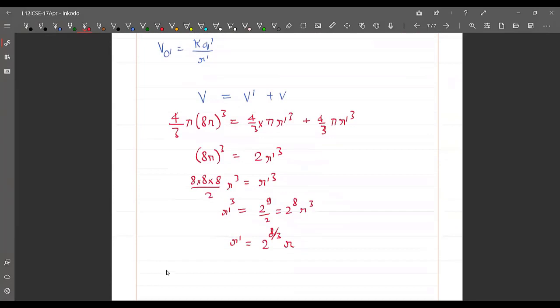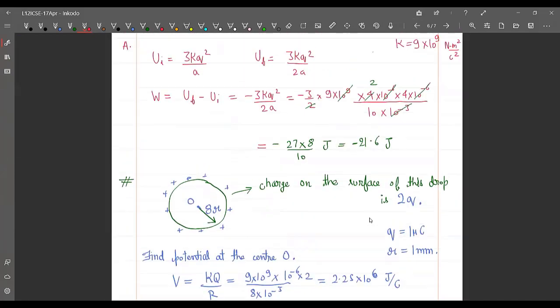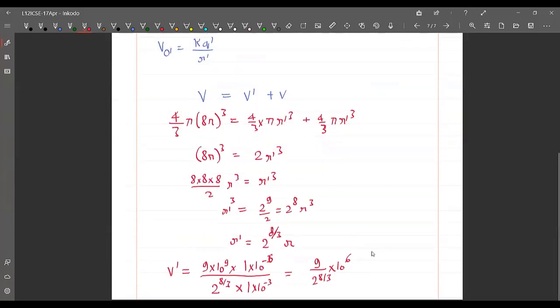Okay, how we can find the potential? It's 9 into 10 raised to 9. Charge will be 1 microcoulomb divided by 2 raised to 8 by 3. So r is 1 millimeter. This was micro. So 9 by 2 raised to 8 by 3, into 10 raised to power 6 joules.